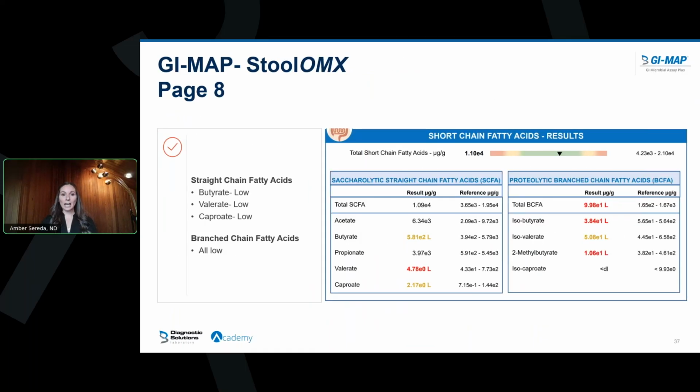So on the last page of the StoolOMX, this is where we're seeing the absolute numbers of our straight chains on the left, branch chains on the right. You can see that they're all low, and this is going to be reflective of that low microbial activity overall.